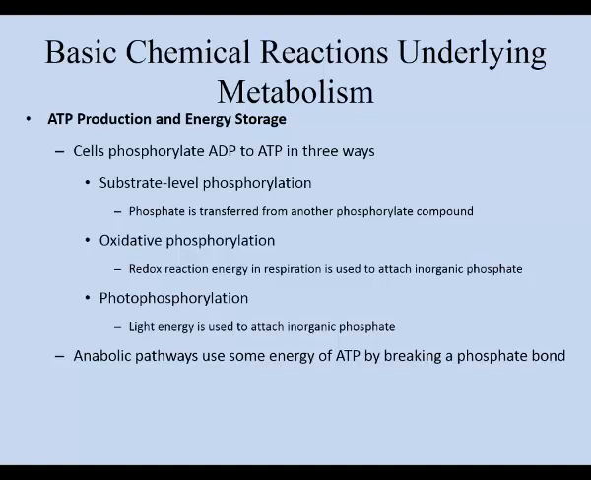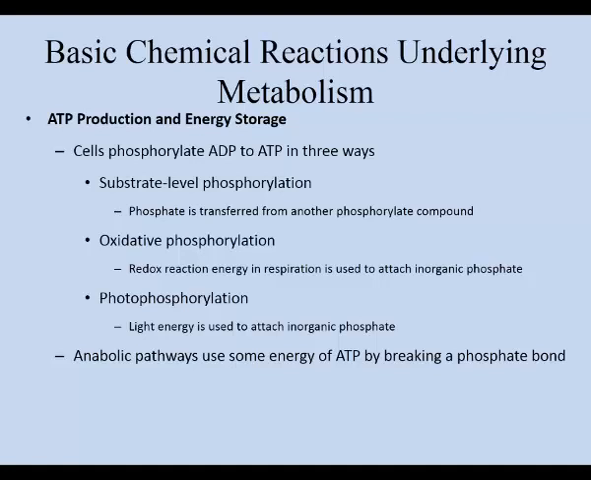So cells can take ADP and turn it to ATP in three ways. One is substrate level phosphorylation, where the phosphate is transferred from something else that has a phosphate, another phosphorylated compound. Or you can do it through oxidative phosphorylation through a redox reaction, where energy, such as in the respiration reactions that we see, is used to take inorganic phosphate and attach it. This is what we've described here so far, and this is what we're going to be working with probably the most.